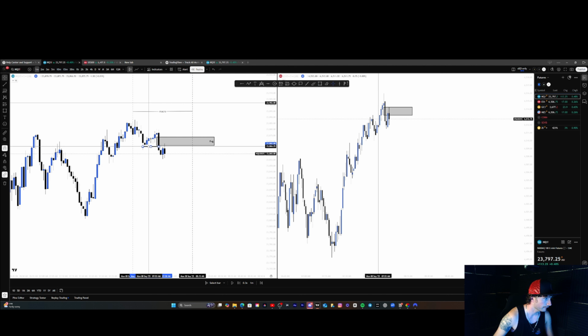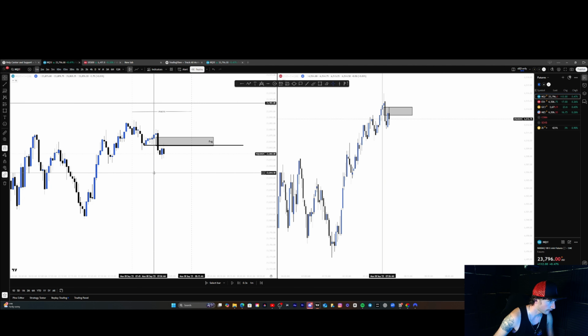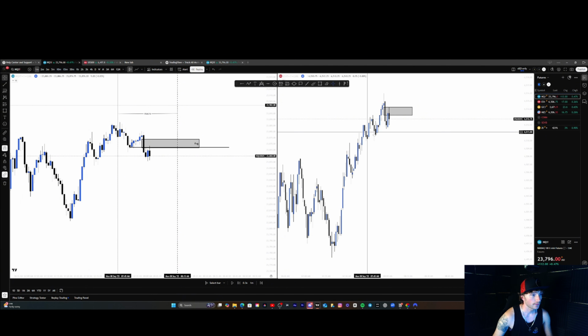So I'm going to draw this line here. And you guys are going to see that is a valid shift of structure. That is a valid displacement. This is also a breakaway candle. Even better, correct? Let's go ahead and go over to ES.